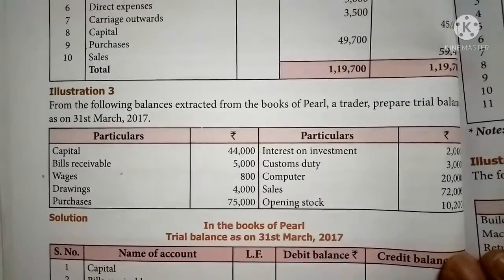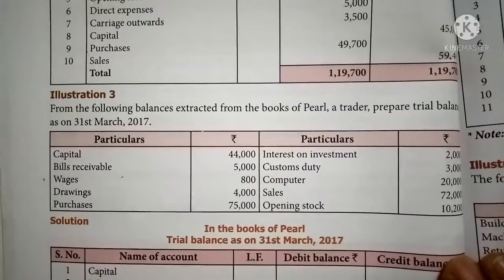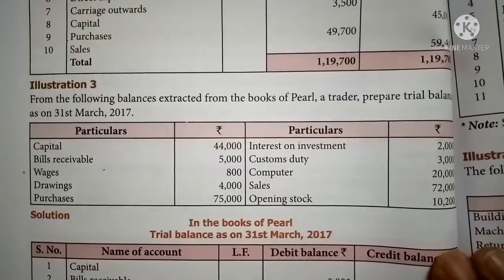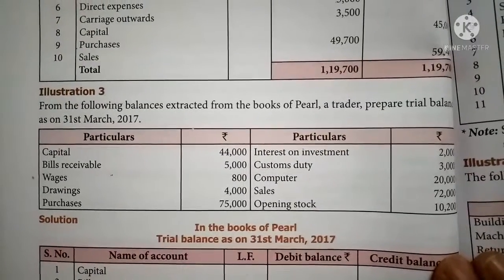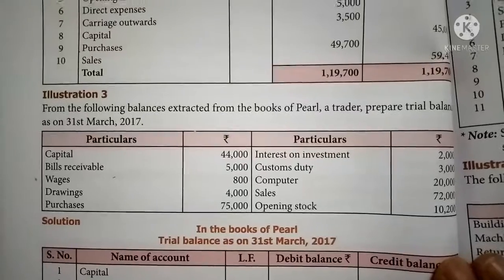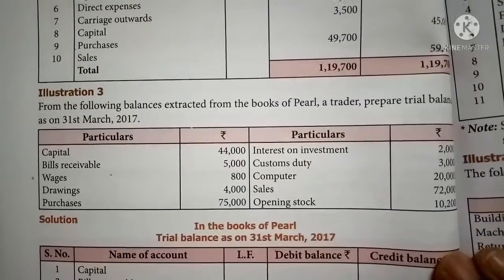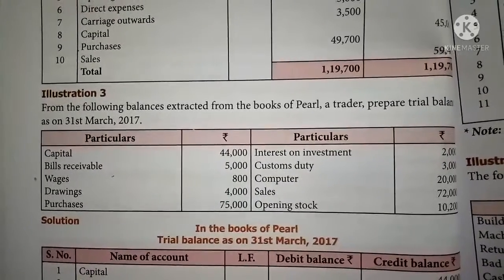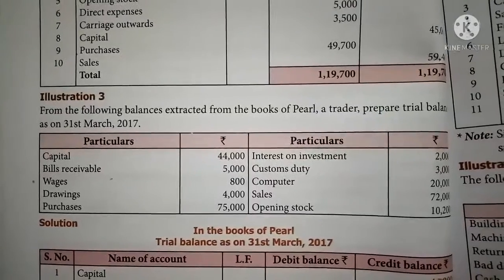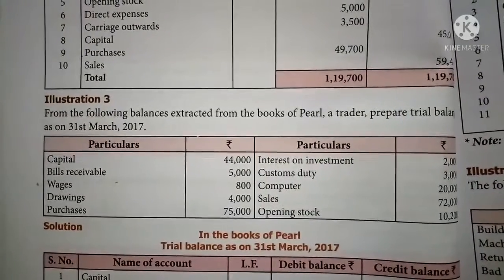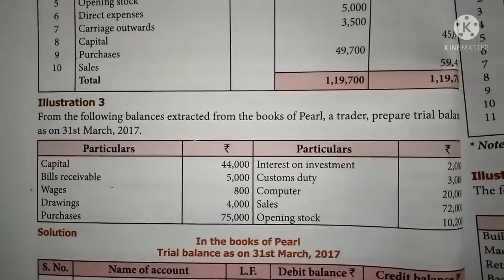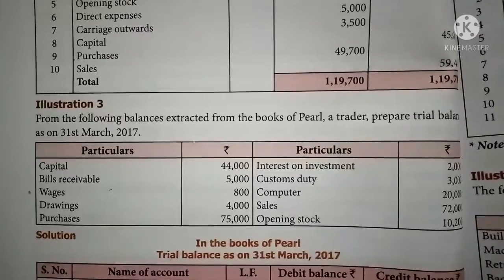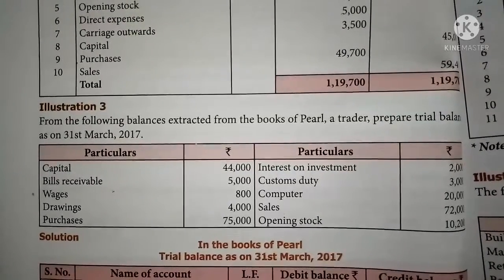Bills receivable is one of the assets, property, and the amount will be shown in the debit column. Wages is one of the expenses. The amount should be shown in the debit column. Drawings 4,000 is the amount drawn by the proprietor from the business, so it should be shown in the debit column. Purchases is one of the expenses, the goods purchased for which we pay the amount. So the purchase amount will be shown in the debit column.